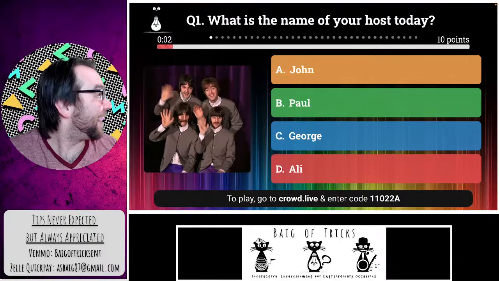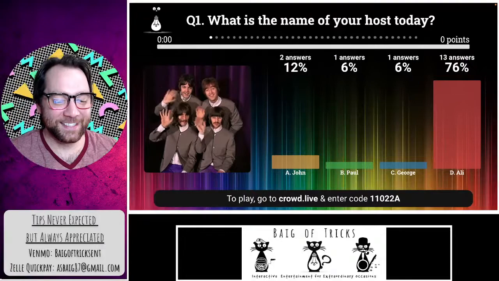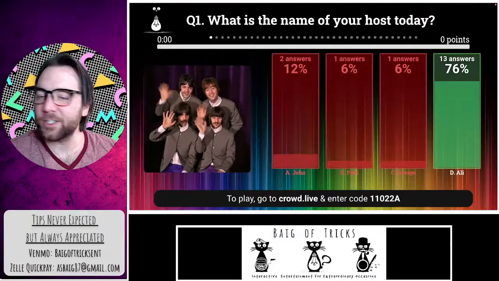All right, everybody's in. Let's take a look. I think we all did pretty well here. Again, this one's just for fun. Two people said John, one each said Paul and George, and 13 of you correctly said Ollie. Great job. Off to a good start.